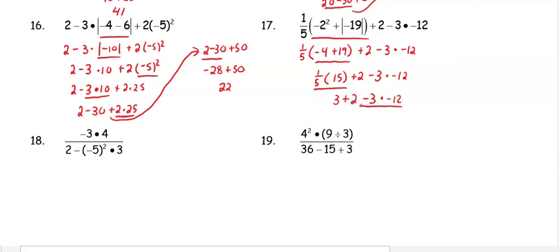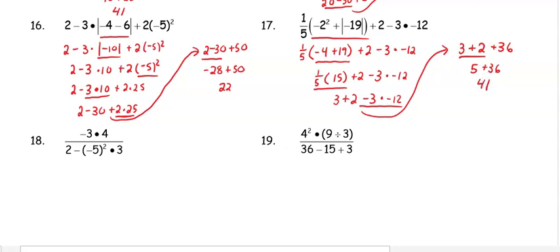So here we have negative 3 times negative 12, which is going to be positive 36. So we have 3 plus 2 plus 36, and then we can add from left to right. So 3 plus 2 is 5, plus 36 would get us 41.